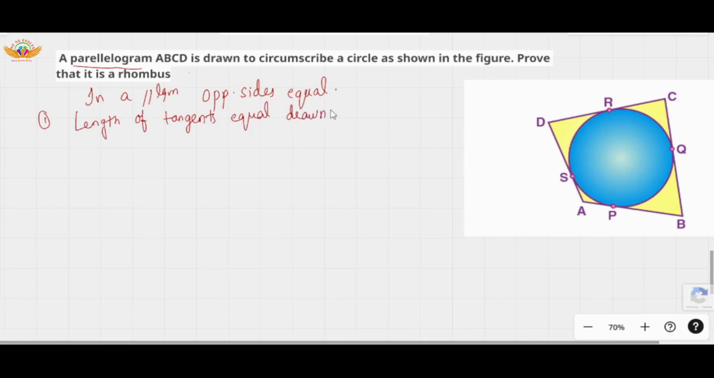You have to know it by heart. We have to understand it. Okay, drawn from an external point, done. So from this theorem, I am going to do it again.